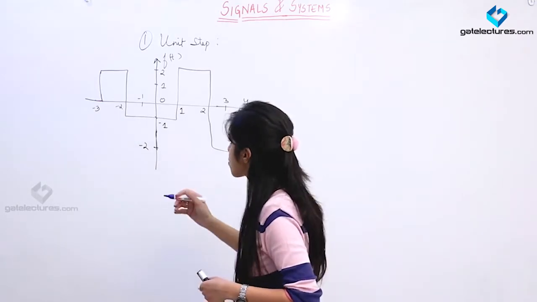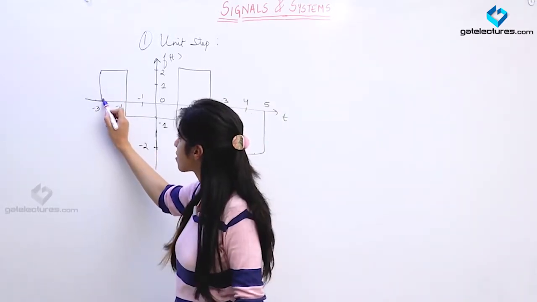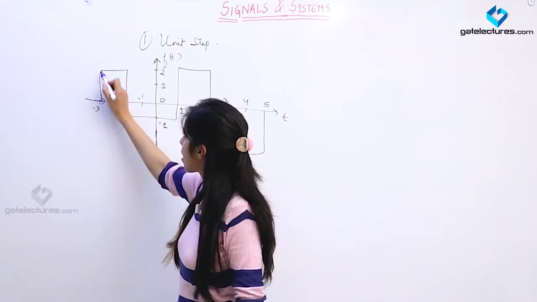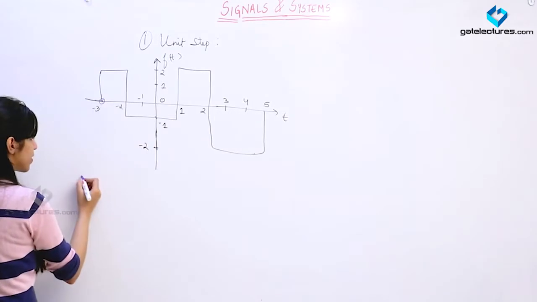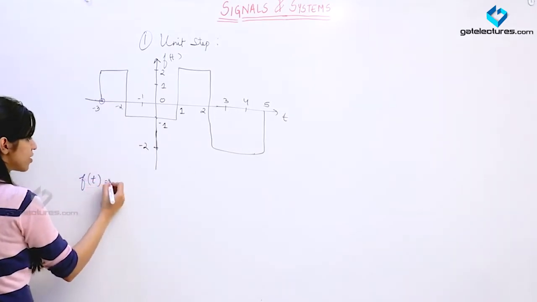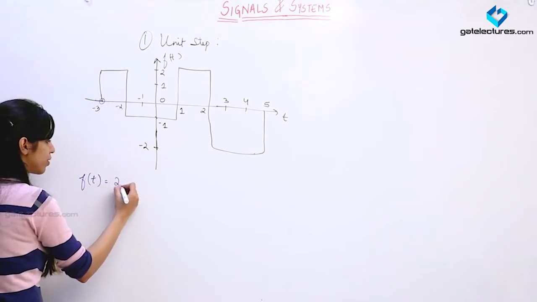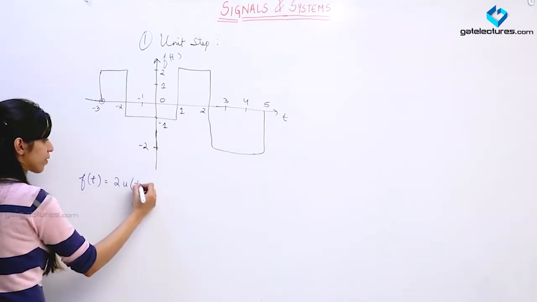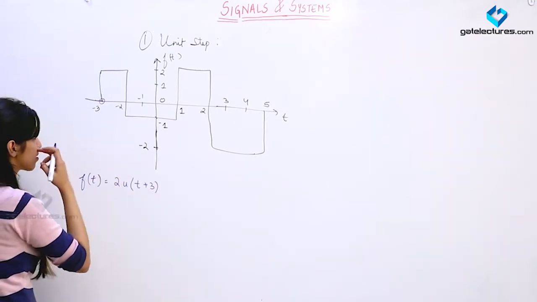So now the first step in this signal occurs at t is equal to minus 3 and the value of the step is going to be 2. So I start writing this f(t). The first step occurred at t is equal to minus 3 and of size 2. So I am going to write it as 2u(t+3), t minus minus 3, which becomes t plus 3.